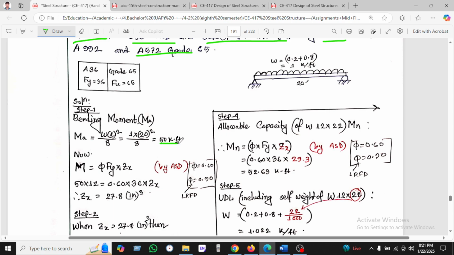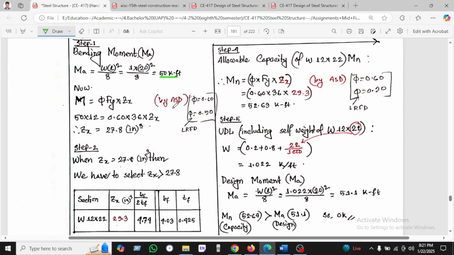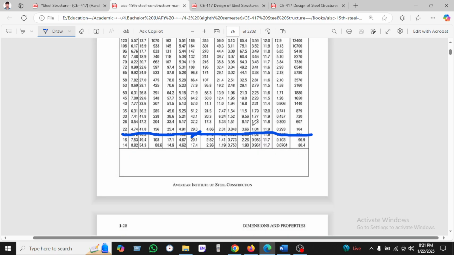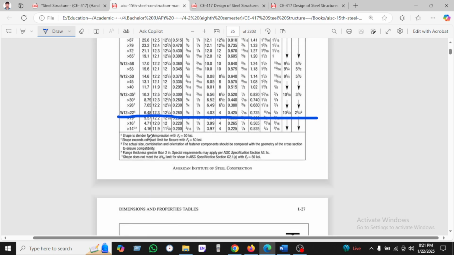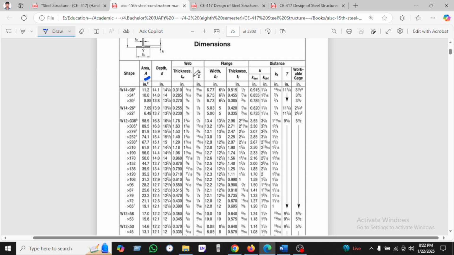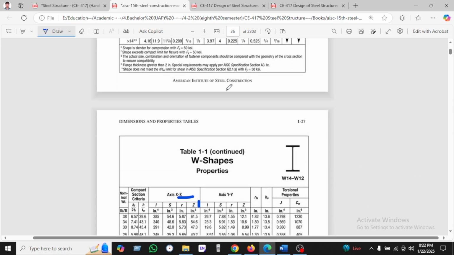In this way we found 50 kip-feet, and using the ASD method we have M equals Fy into Zx over omega, and we found the Zx value of about 27. Now when we get the Zx value, we can select a section whose value is greater than 27 from the AISC manual. This is the AISC manual. Here are the sections with their dimensions, weights and lengths. So we have to select by Zx.